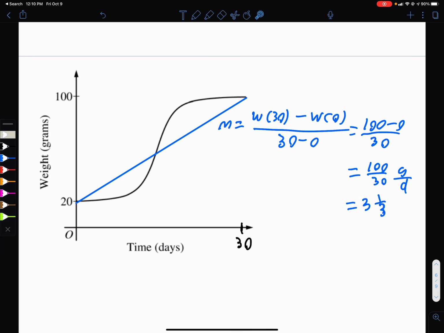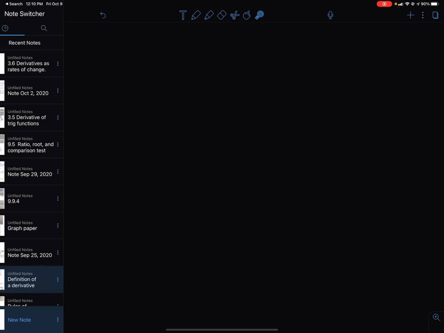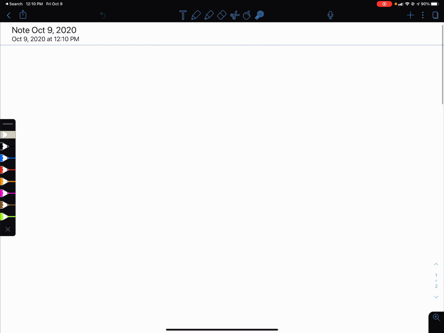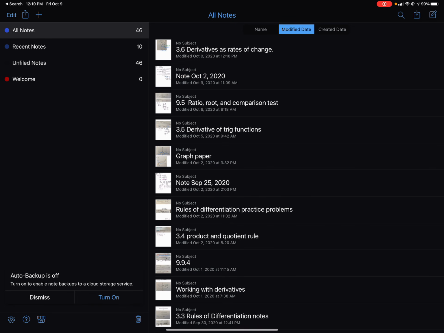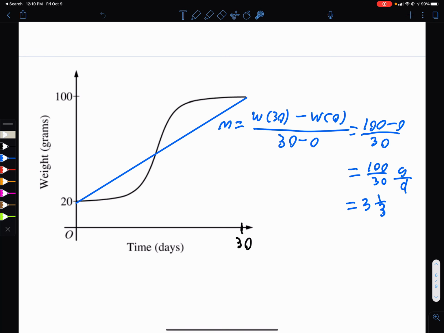Okay? So my question is, was it gaining that much every day? No. Each day, it was different. And how do I figure that out? So when it was first born, look at that. The slope of that is the instantaneous rate of change, how fast its weight is changing that day.